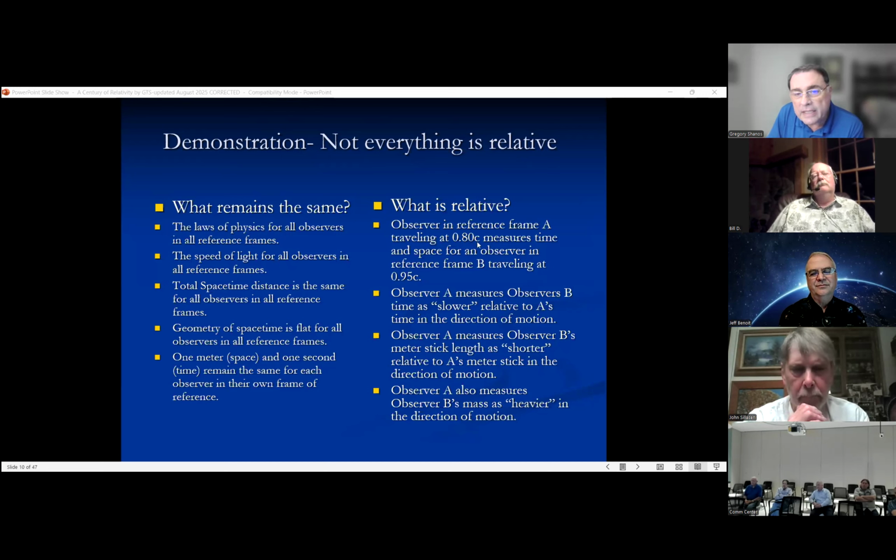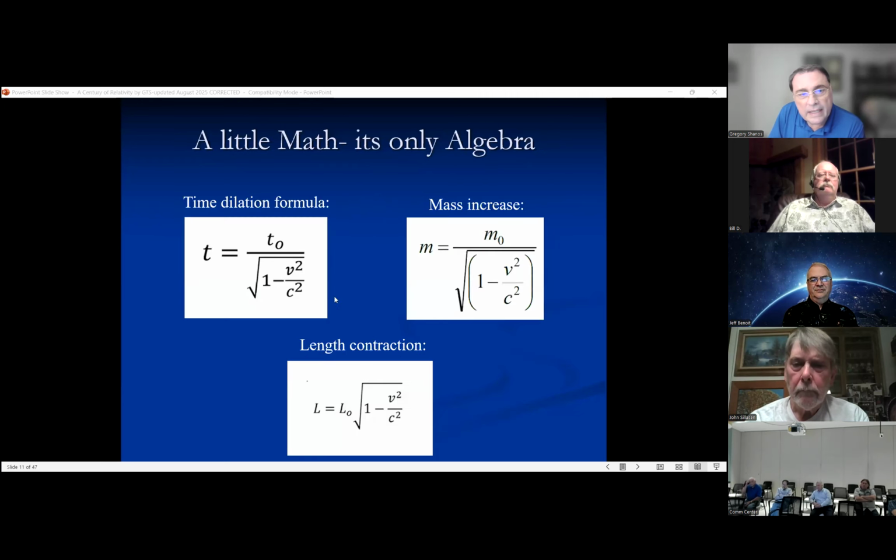which is 80% the speed of light, measures time and space for an observer in B traveling at 0.95. Okay, so this one's traveling 95%. This one's traveling 80% the speed of light. So observer A measures observer B's time as slower relative to A's in the direction of motion. Okay, observer A measures B's meter stick shorter relative to A's, and also their mass is heavier in the direction of motion. Okay, so these are the equations here.